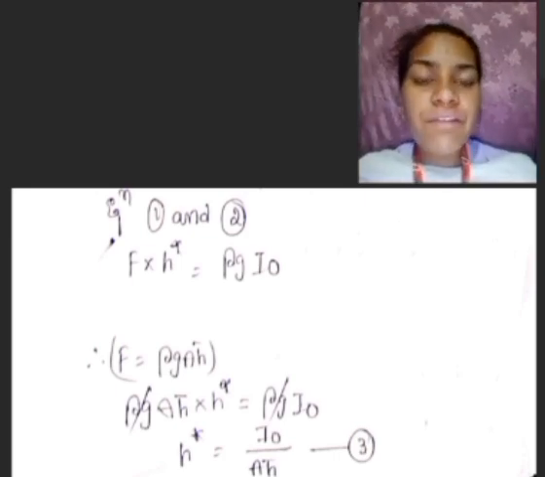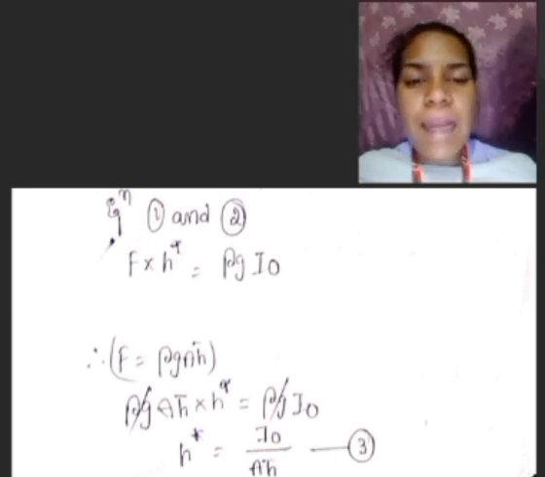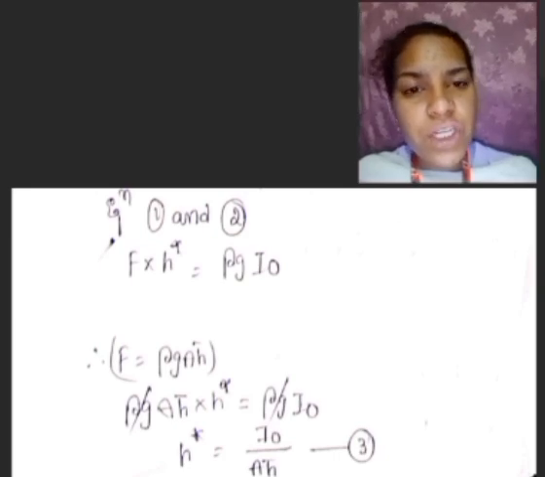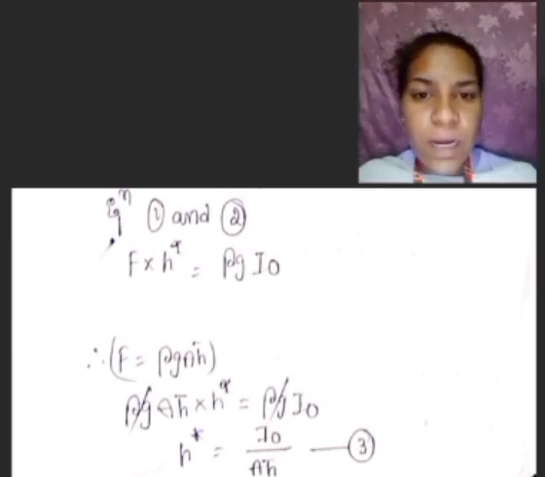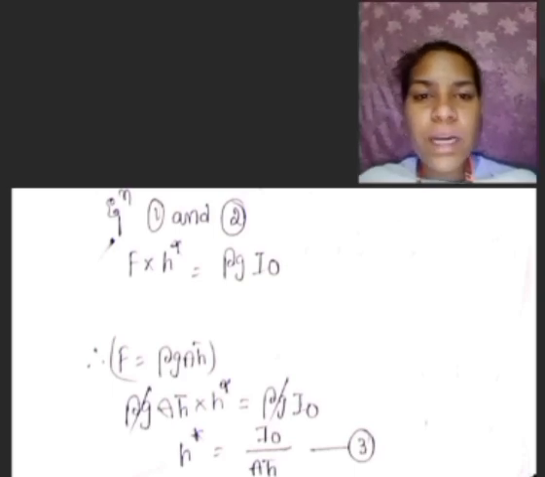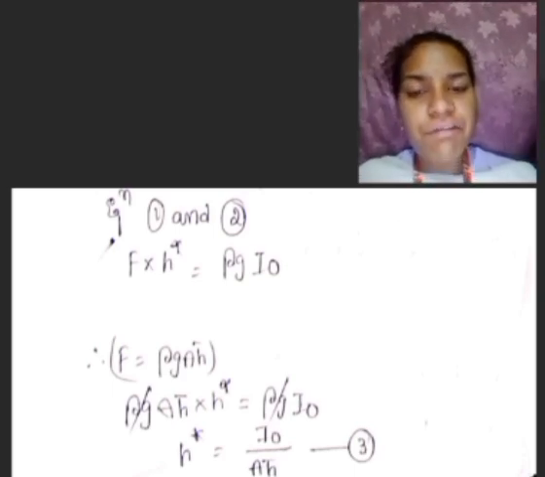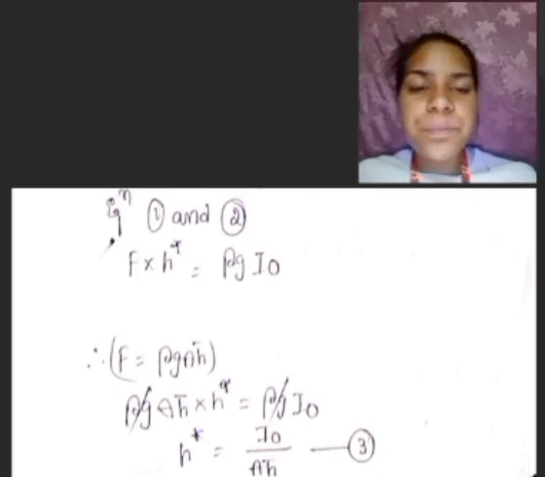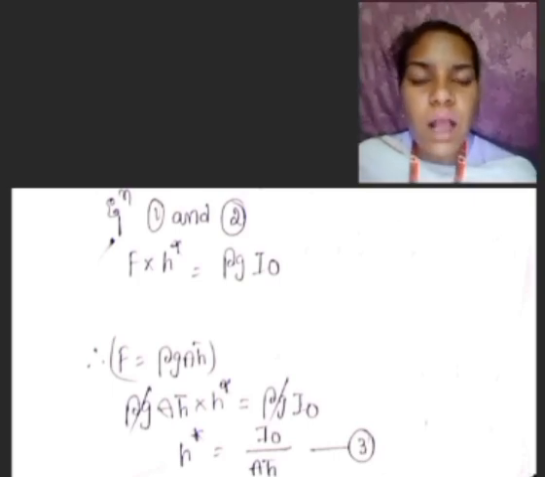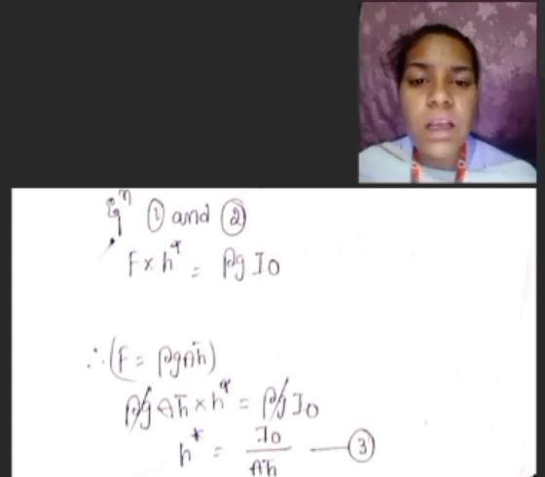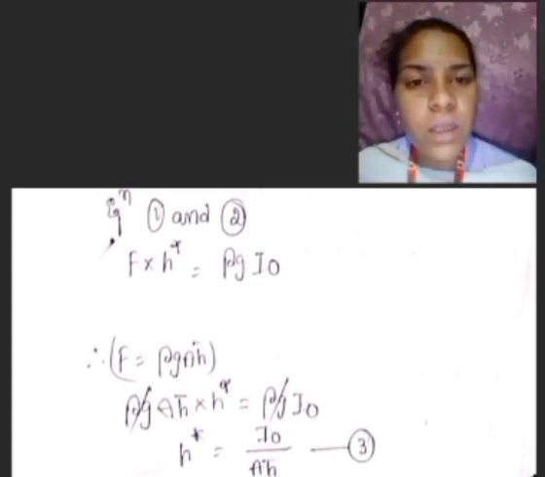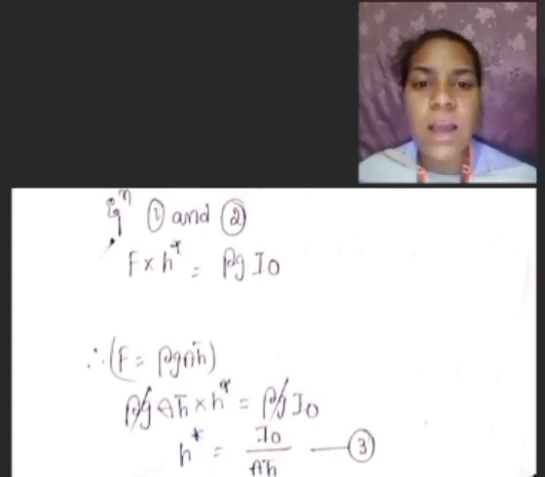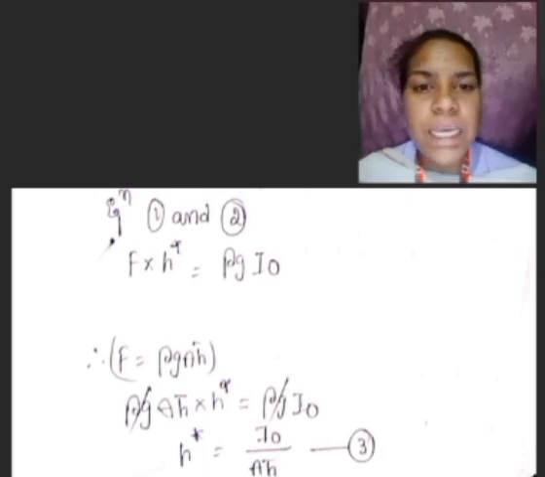We will find equation 3 with the help of equation 1 and equation 2, equating and substituting the F value and cancelling. H star and h star will be common. Finally we get the equation 3 value. Equation 3 is h star is equal to I naught by a h dash.